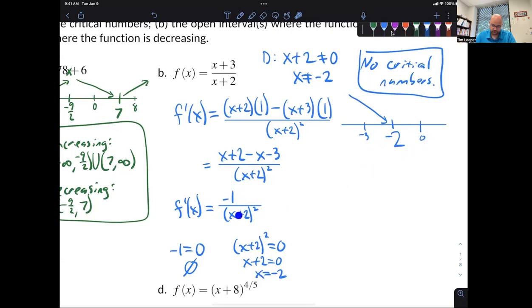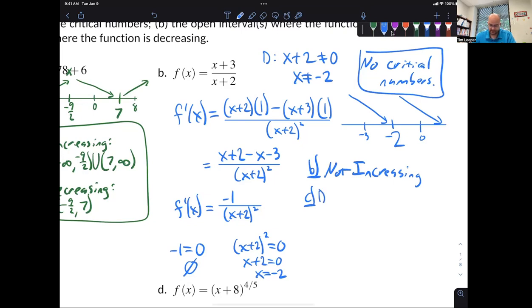Plug in 0, that's 4 in the denominator. Negative 1 over 4 is our answer. So that's also going down from left to right. So B is asking, where's the function increasing? It's not increasing ever. It's always decreasing. C is asking, where is this decreasing?